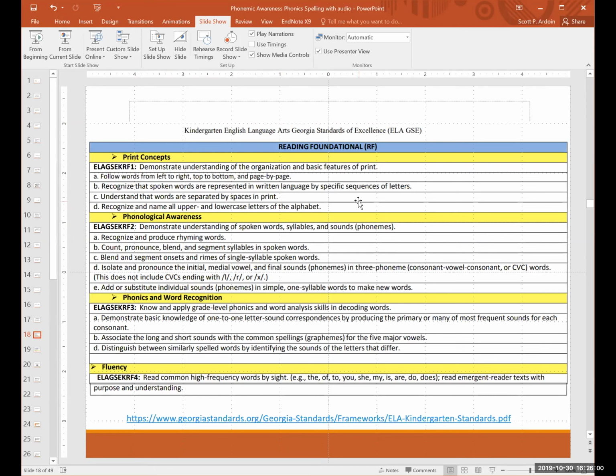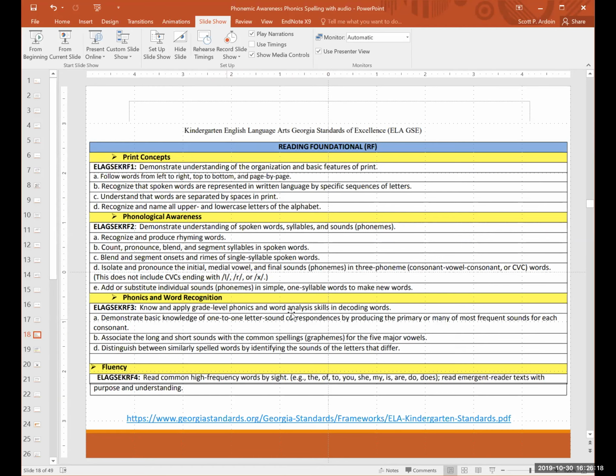In this part right here, print concept is just recognizing the name of all upper and lowercase letters of the alphabet. So that's not having the sound with them. Print concept is not having the sound. Print concept is just recognizing those letters.